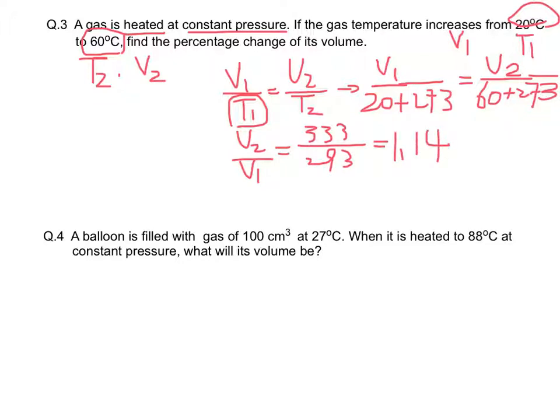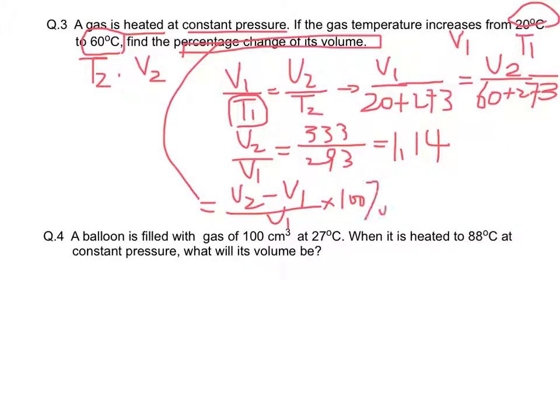Which equals 1.14. The percentage change of the volume is equal to V2 minus V1 over V1 times 100%, which is equal to V2 over V1 minus 1 times 100%, and the answer is 14%, which is an increase in volume.